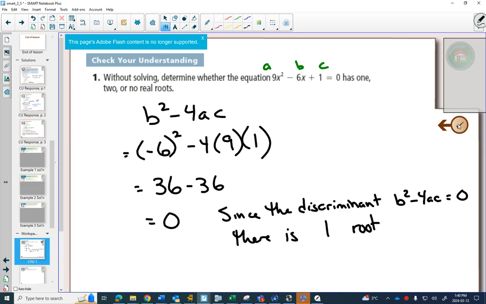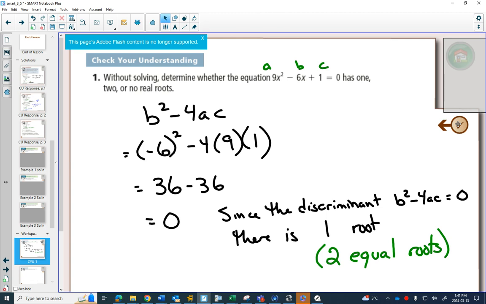And you will see sometimes in textbooks they write this: two equal roots. It's basically 1 root that's the same thing twice. Kind of, right? I don't know. Maybe you should do that on your next science test.